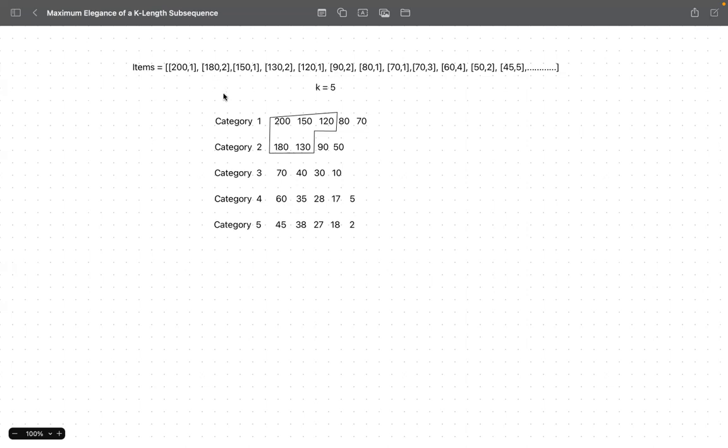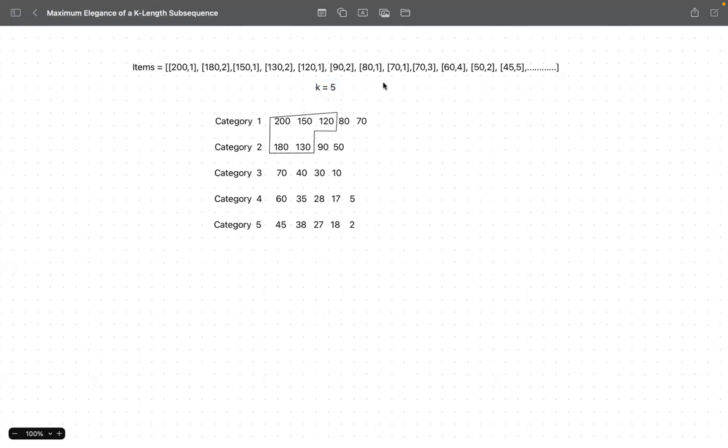Because of it, whenever I am going from left to right, what I am seeing is that in every category, the items are in decreasing order. So even if we look at category 1, all the items are in decreasing order, right? So the same thing I have done here.